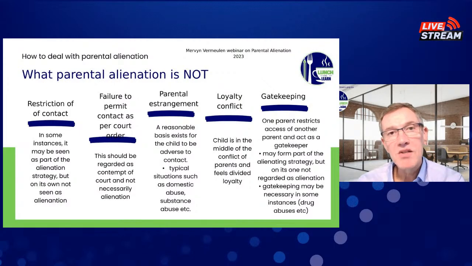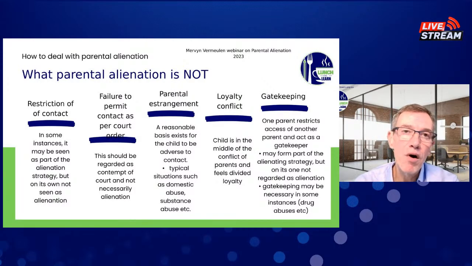Parental estrangement is also found. That's also one of the aspects of what parental alienation is not. And that is usually when there is a reasonable basis or reasonable ground for the child to be averse to contact, that the child does not want to go to the other parent. The reason for that might be domestic abuse. It could be substance abuse, where they do not want to go to the other parent's property or the house, or do not want to spend time with that parent because of domestic violence, verbal abuse, and so forth. So that would be parental estrangement, and that would not necessarily mean that it is parental alienation.